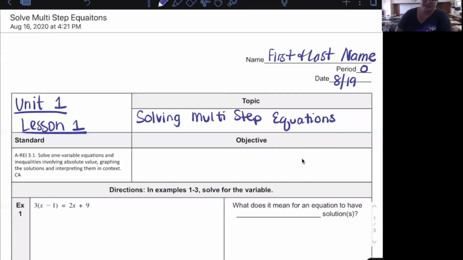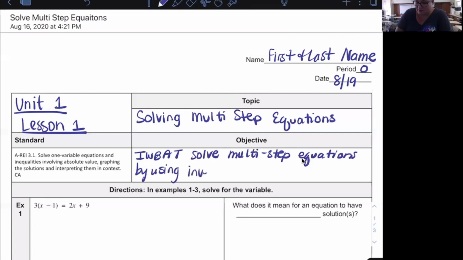So today's objective is: I will be able to solve multi-step equations by using inverse operations.